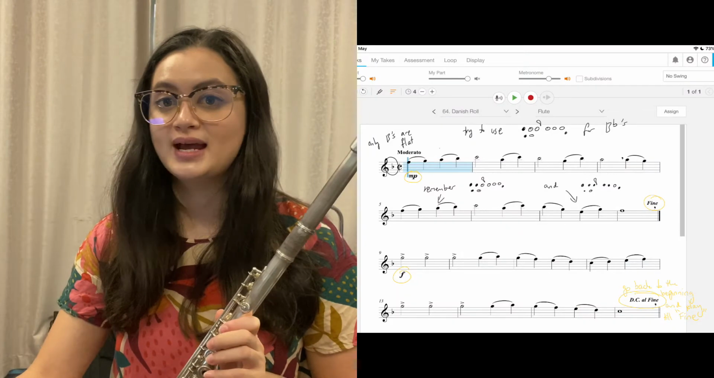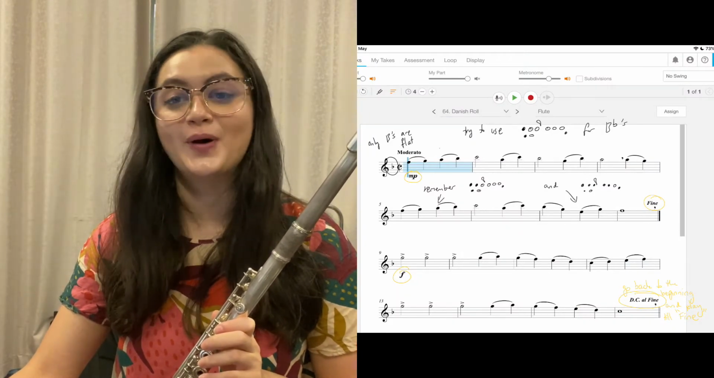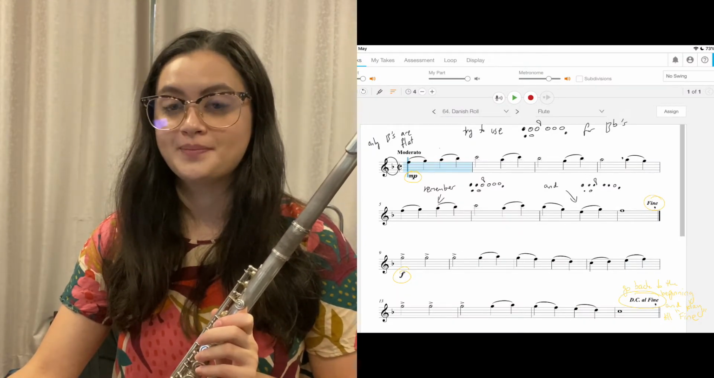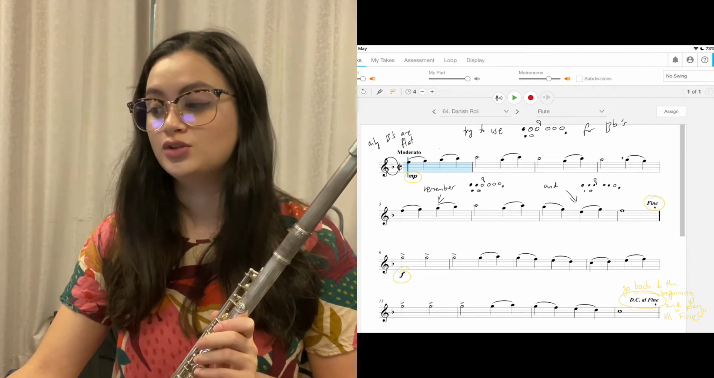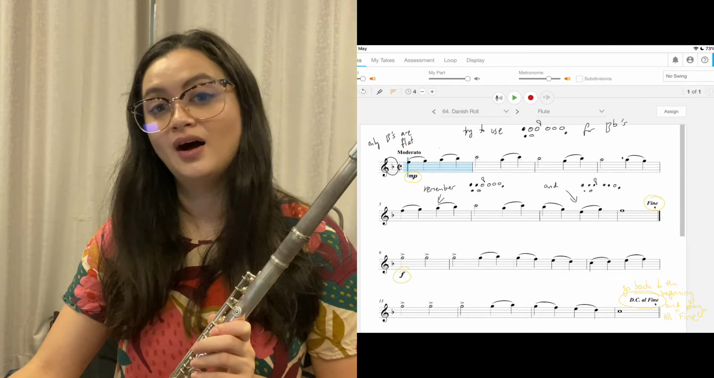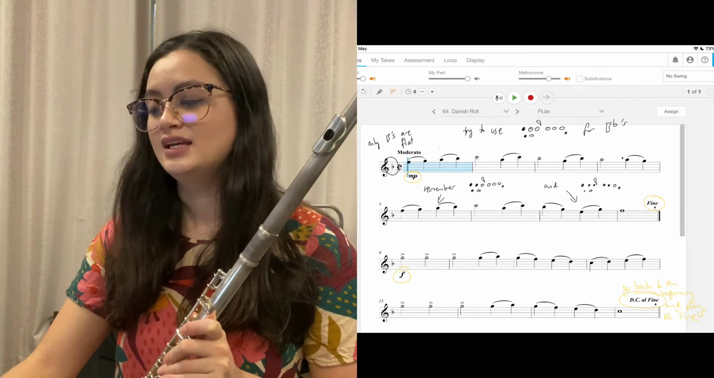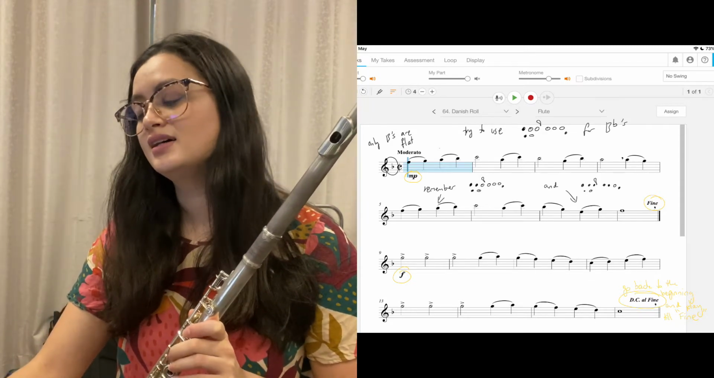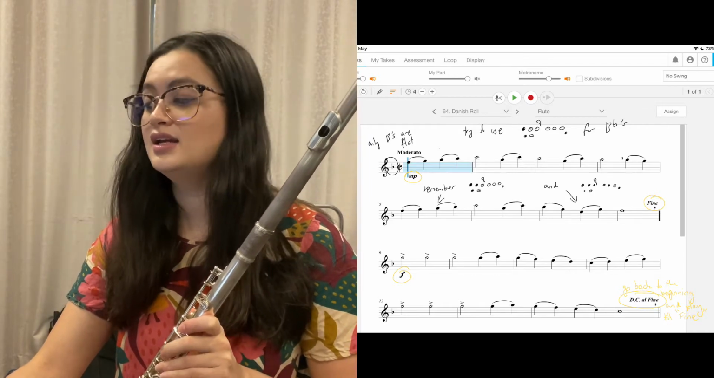Start with exercise 64, Danish roll. Cut common time. Explain out loud now what happens when you see cut common time. What do you need to do to the notes? Halve them all. Good. So we have ti, ti, ta, ti, ta, ti, ta.